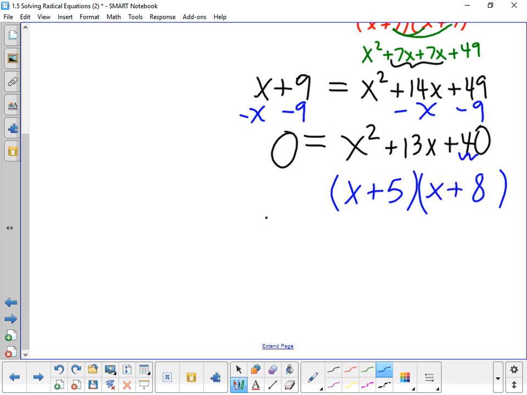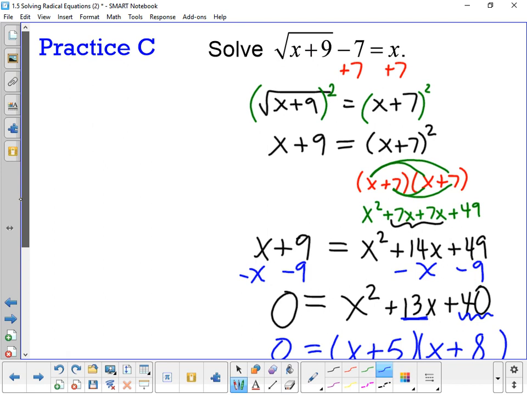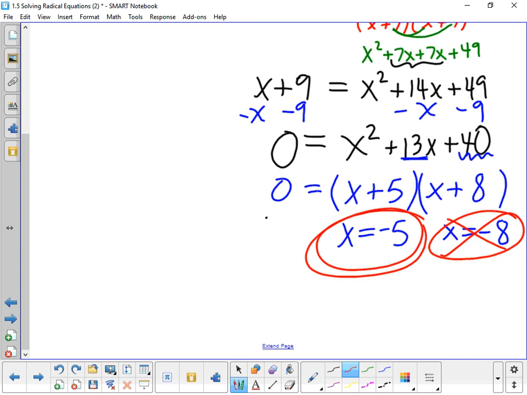So we're thinking of factors of 40 that add up to 13, and it is x plus 5 and x plus 8. So our two potential solutions are negative 5 and negative 8. We have to check those solutions and make sure they work. For the sake of the video, I am going to let you check those yourself. And the solution negative 5 works just fine. Negative 8 is extraneous. So we just have the solution x equals negative 5.